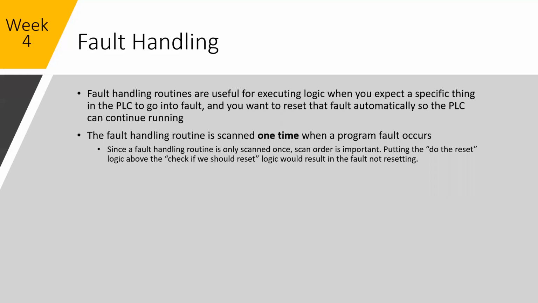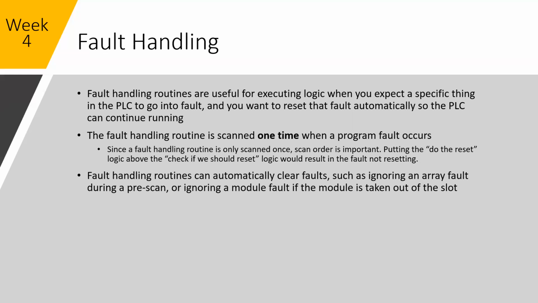The fault handling routine is only scanned once. Since the fault handling routine is only scanned once, it's important to remember your order of operations, that it scans top to bottom. So if you were to put the clear your fault before the get your fault value, you wouldn't clear the fault. Does that make sense?